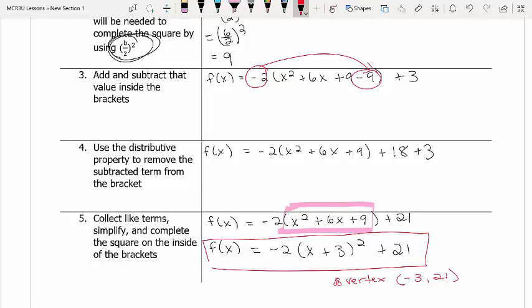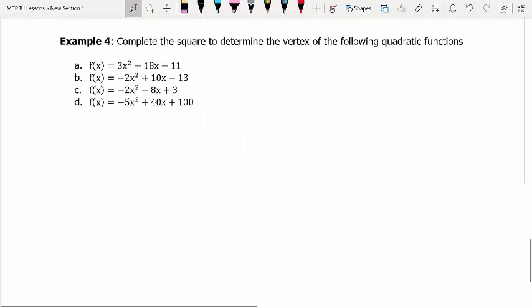So knowing how to complete the square is very important because it helps you to take a quadratic from standard form into vertex form, and then you can easily identify the vertex. So I would like you to now try completing the square to determine the vertex of the following 4 quadratics.